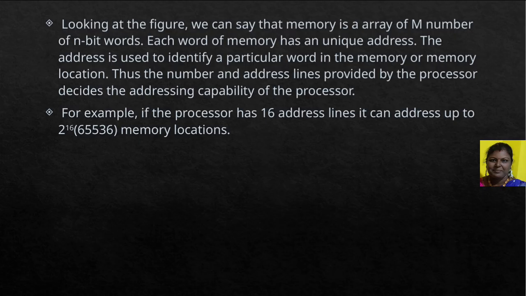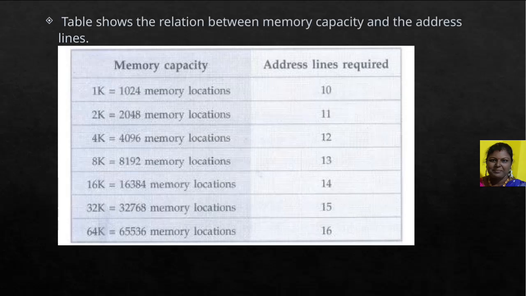This table lays out the direct connection between memory capacity and the number of address lines. Essentially, each additional address line doubles the amount of memory you can access. So, as the address lines increase, the memory capacity grows exponentially. Understanding this relationship helps us grasp how systems scale their memory and manage data efficiently. It's a fundamental concept in computer architecture that underpins everything from small devices to massive servers.